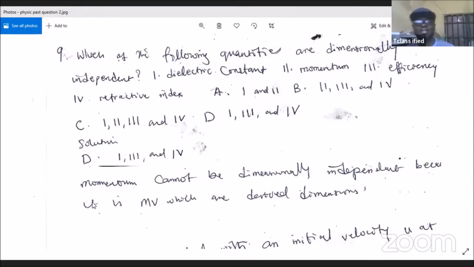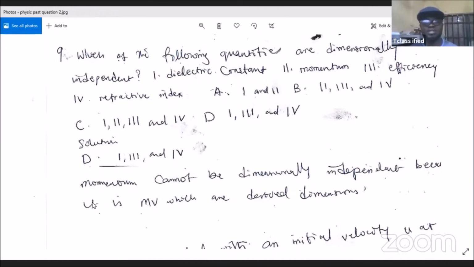Okay, which of the following quantities are dimensionally independent? I, dielectric constant. II, momentum. III, efficiency. IV, refractive index. And the options are A, I and II. B, II, III and IV. C, I, II, III and IV. D, I, III and IV. You know it's Roman numerals. That's 1, 3, and 4. Okay, so the answer is D, simply because it's only D that does not have momentum.